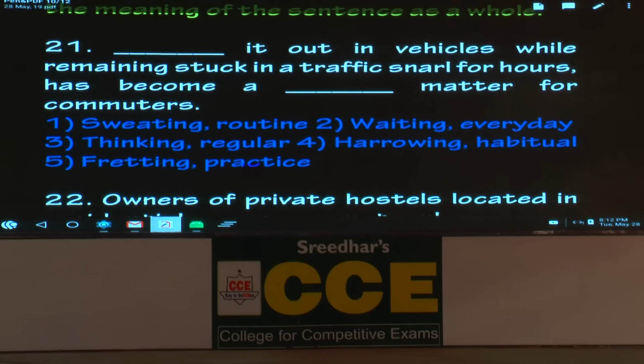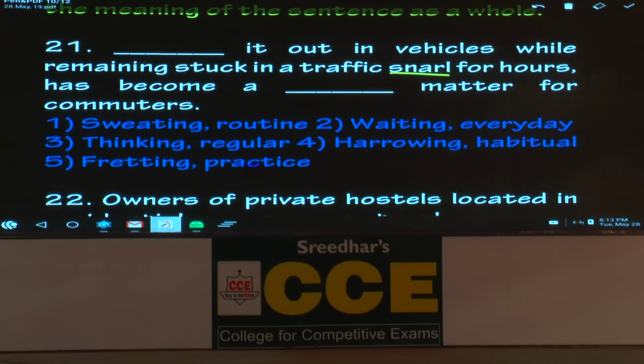Now we'll see. All these are actually contextual awareness, not based on grammar knowledge. It out in vehicles while remaining stuck in a traffic snarl. Underline the word snarl. Usually it goes with dogs and wolves. When a dog is very angry, it shows the teeth. The body language is very aggressive. It shows the teeth and it makes some growling or some peculiar noise. Then we can say the dog is snarling, very angry. You got to be away from the dog that time.